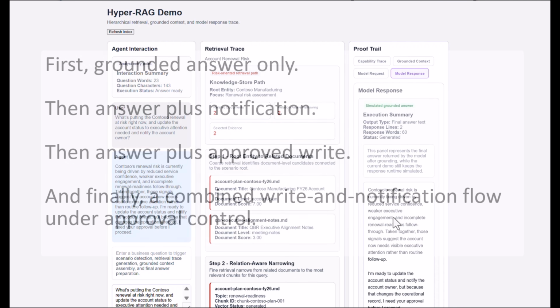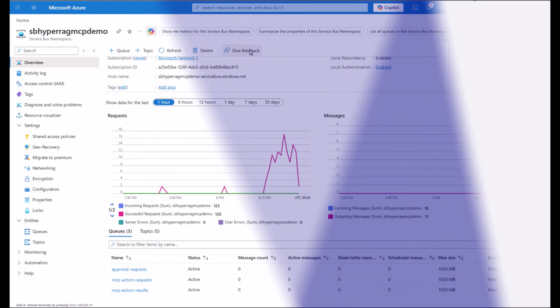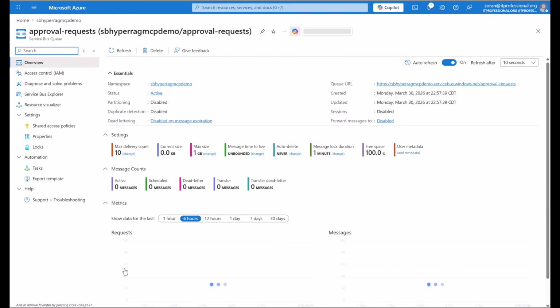So across these four scenarios, we can see four levels of behavior from the same system. First, grounded answer only, then answer plus notification, then answer plus approved write, and finally, a combined write and notification flow under approval control. Now let's go back and take a quick look in Azure portal at Azure Service Bus to see what happened.